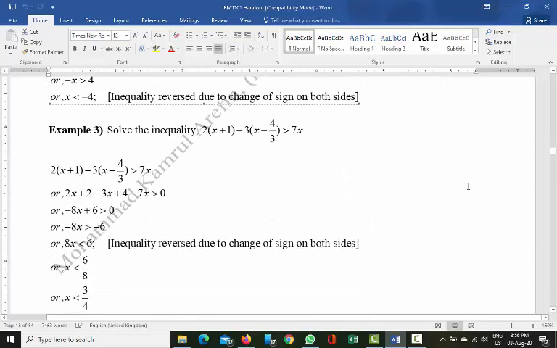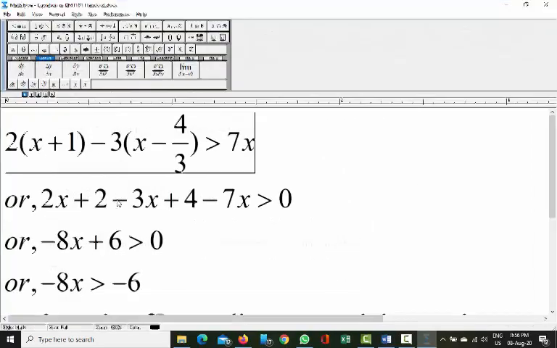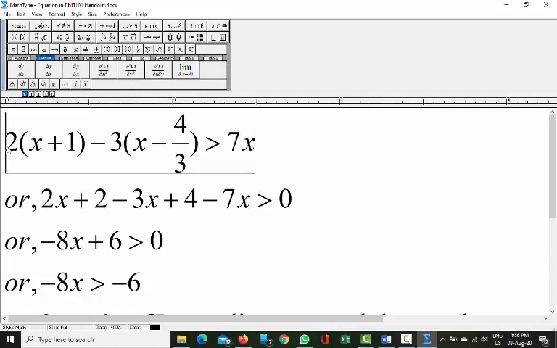Right, so next one. So we want to solve this one. To solve this one, obviously first we need to simplify. So we will multiply these two. If you multiply these two, we will get 2x plus 2.